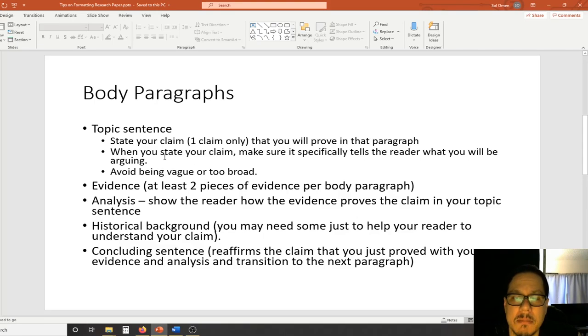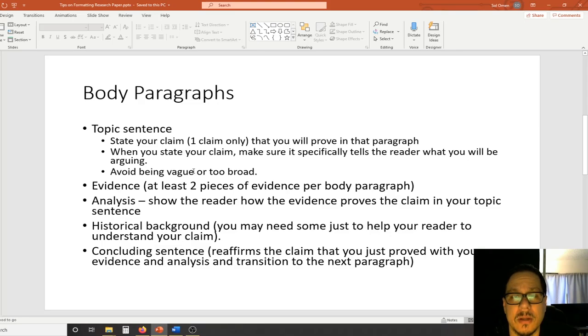When you state the claim, make sure that it specifically tells the reader what you will be arguing. You don't want to be too broad with it. Sometimes it could be a little vague, and I'm not sure specifically what you're going to be arguing there. So be as specific as possible. That's what I mean down here when I say avoid being too vague or too broad. So that's your first sentence of each of your body paragraphs: stating a claim. If your first sentence is not stating a claim, then you've got to go back and make sure that it is.